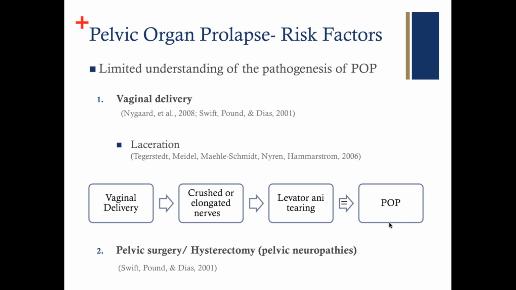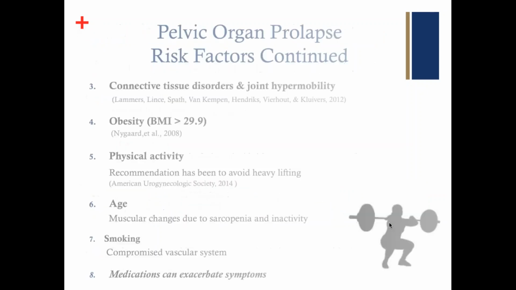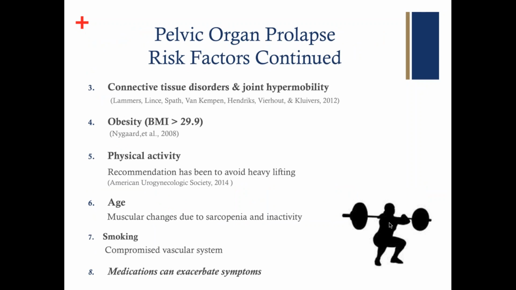One of the second risk factors is a pelvic surgery or a hysterectomy, especially when you saw the vaginal vault prolapse. As the tissue tends to shift downward, it puts more pressure on the pelvic floor muscles themselves. Connective tissue disorders and joint hypermobility. Now, this isn't one that would occur very frequently, but it's a high risk factor. For those who have connective tissue disorders, pelvic organ prolapse is extremely common in that population. The fourth risk factor, obesity, especially for those who have a BMI over 30 or over 29.9. We know that that cutoff point of 30 is associated with higher rates of pelvic organ prolapse.